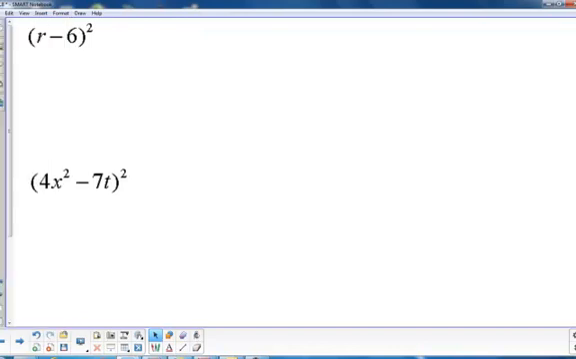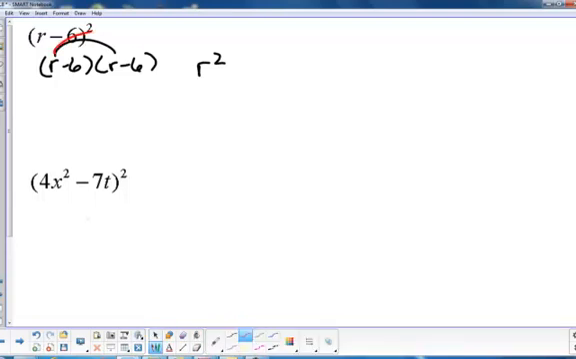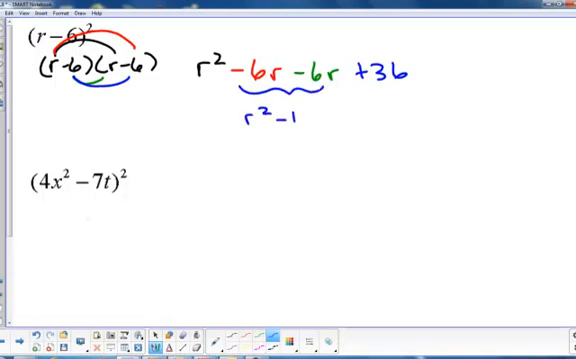Okay. Now we're doing the minuses. So r minus 6 times r minus 6. R times r is r squared. Feel free to pause me and complete this and see if you get it right. Then have your little internal celebration. So your answer should be r squared minus 12r plus 36.